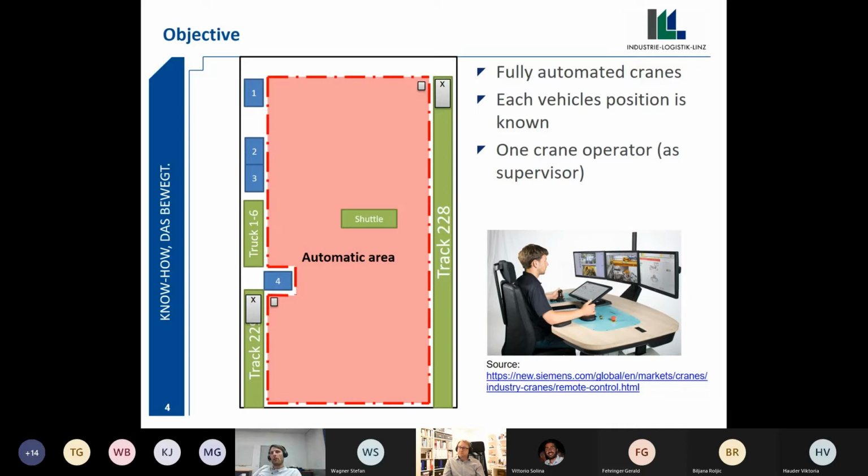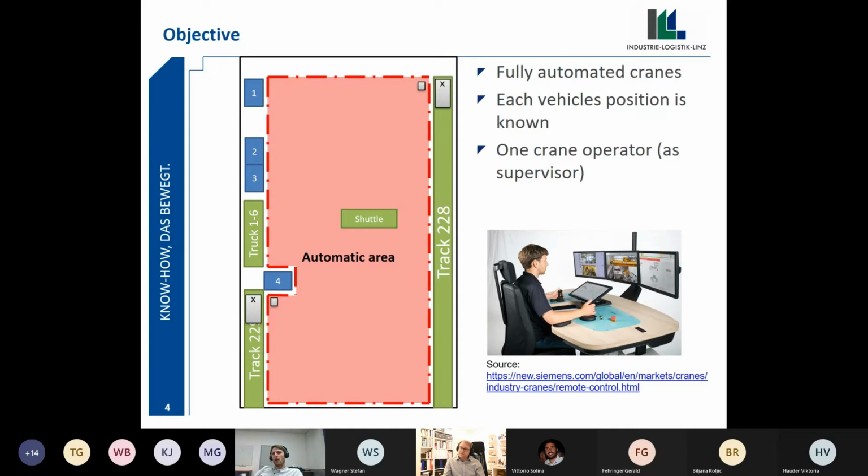So we divided the warehouse in two areas. One is the automatic area, within the red line. There we can do all our stock interchanges and also the ingoing process from the shuttles. All other operations to load vehicles can only be done by a crane operator.